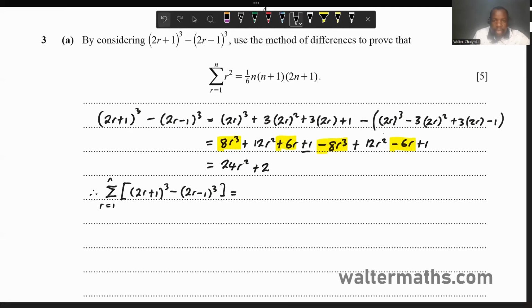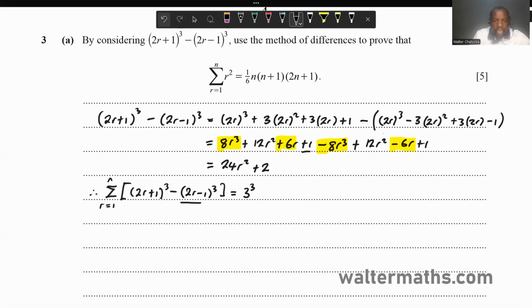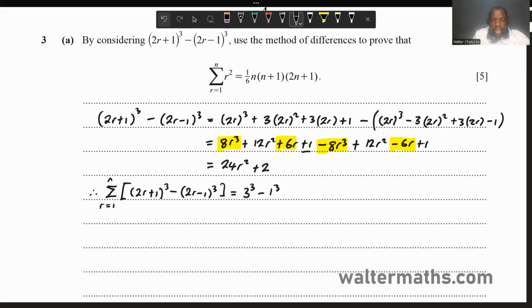And that's going to be, let's start with when r is equal to 1. And when r is equal to 1 here, we will be having 3 cubed, and here minus 1 cubed. And that's going to be plus when r is equal to 2, substituting 2 for r in here, we get 5 cubed minus 3 cubed. Then we go to when r is equal to 3. Okay, let's do r is equal to 3. And substituting it into the whole thing, we will get 7 cubed minus 5 cubed. So this goes on and on and on until when r has a value of n, where we'll be having 2n plus 1 cubed minus 2n minus 1 cubed. All right. So that's what we'll be having.